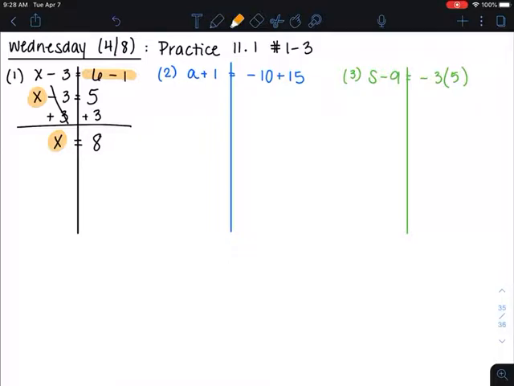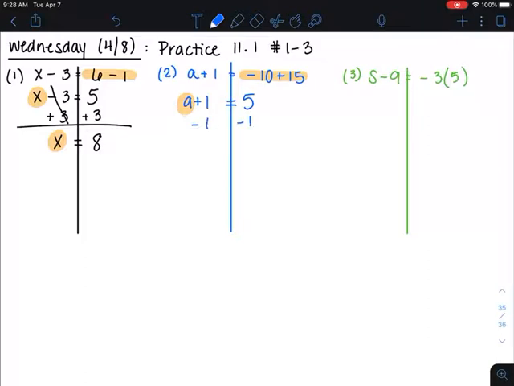Number 2, I have a plus 1 equals negative 10 plus 15. Again, these are both just constants. They're like terms. They're both on the right side of the equal sign, so I can combine them. Negative 10 plus 15 is 5, and I'm going to keep my a plus 1.